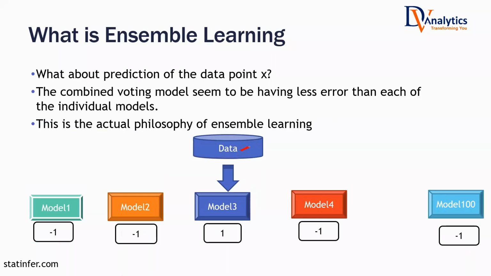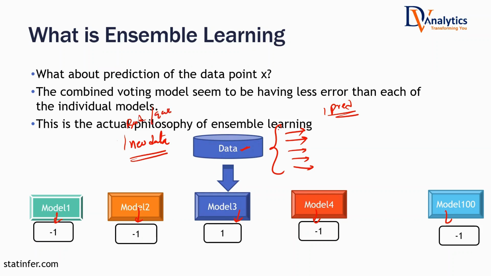Once the new data comes in, every model will give its own prediction. For one new data point, you will have 100 predictions. But for one data point, you have to make one prediction only. What do you mean by one prediction? One new customer, whether he will be a bad customer or a good customer. One prediction you have to make, but you have 100 predictions.